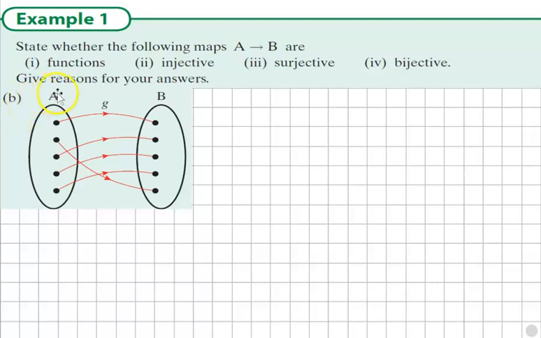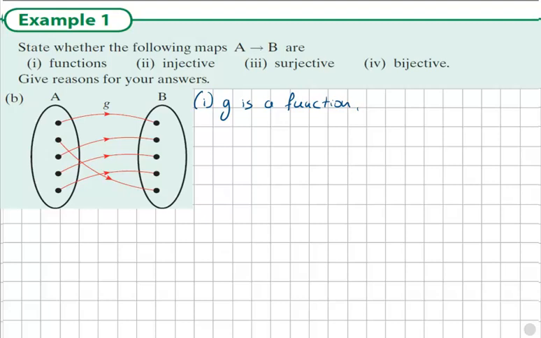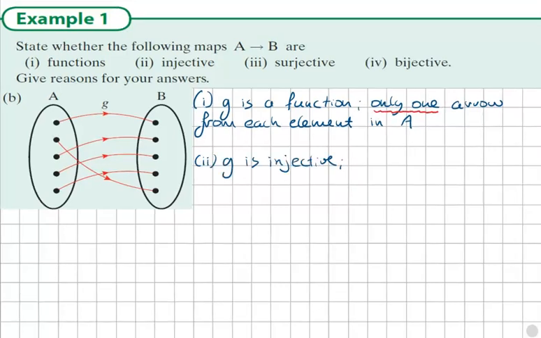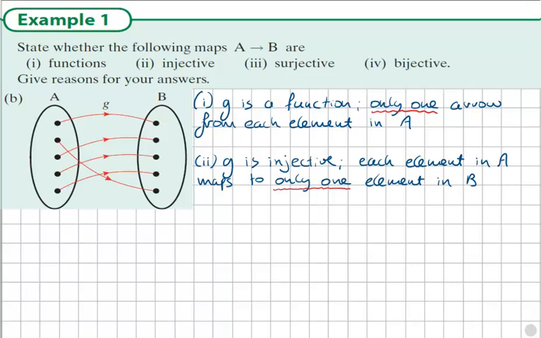B. Okay, so in set A, we have 1, 2, 3, 4, 5 elements, and each of them has an arrow leaving it. And in set B, we have 5 elements as well, and each of them has an arrow coming towards it. So there's no elements in set B that are missing an arrow. So g is a function because it only has one arrow from each element in set A. It is injective because each element in A maps to only one element in B. So it's a one-to-one function.